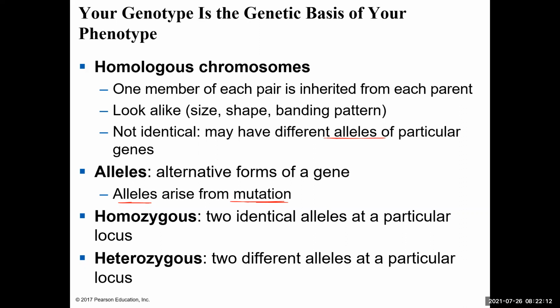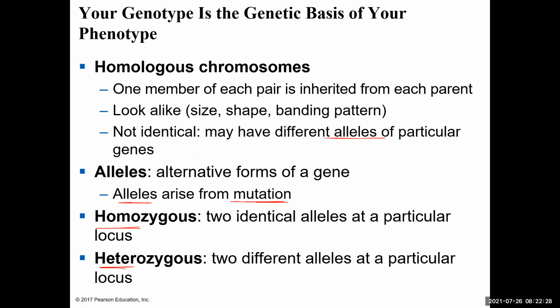Now, if an individual has two alleles that are the same, they are known as homozygous. If they have two alleles that are different, they are heterozygous for that gene.